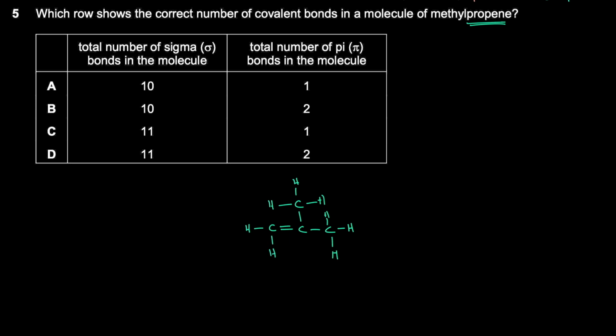So we have C4H8. The total number of sigma bonds here is 1, 2, 3, 4, 5, 6, 7, 8, 9, 10, 11. So we have 11 sigma bonds. Remember, single bonds are always sigma bonds, and double bonds are sigma and pi bonds. We have a double bond here, which is a sigma bond and a pi bond. We have 10 single bonds, and then 1 sigma bond in the double bond. So that's 11 sigma bonds, and we have 1 pi bond. Okay, so the answer is C.